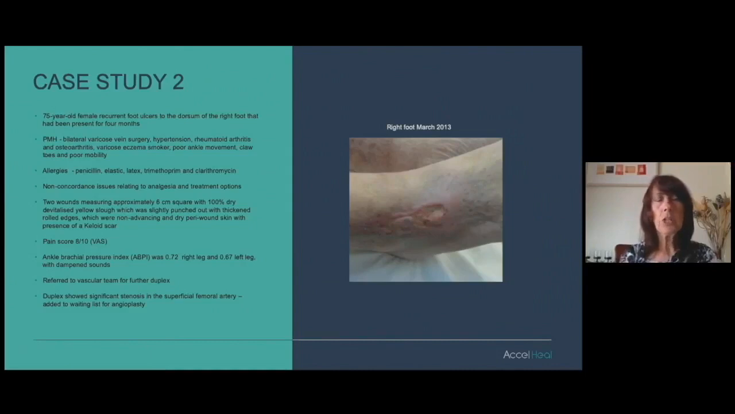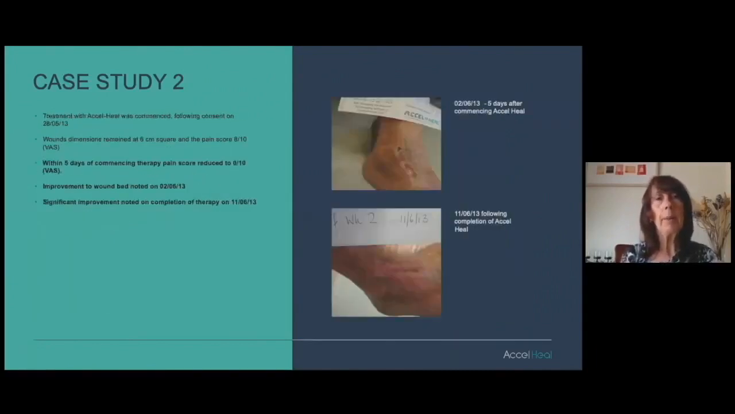She initially declined using Accel-Heal therapy due to other health conditions, and we decided to use some gel dressings in order to reduce the pain and try to debride the wound. She was intolerant of any form of surgical debridement. This initially reduced her pain to 4 out of 10, but then this quickly increased again to 8 out of 10. So we did commence the therapy in May. The wound dimensions were unchanged and the pain score was still 8 out of 10.